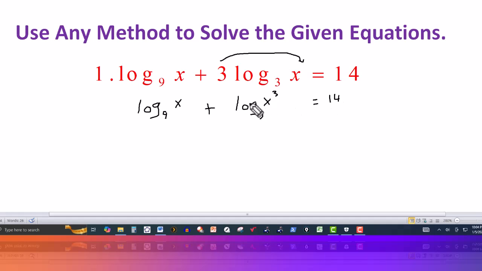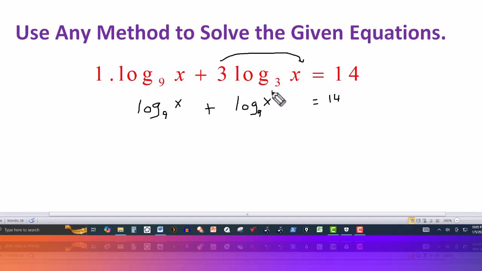And then I have a property that allows me to square the base as long as I square the argument here, or cube it, whatever you want to do. In this case, to get a 9, I want to square. So I'm going to square the 3, I get 9, and then square this quantity here, which will give me x to the 6. Squaring the 3 makes this base 9, and squaring the argument x to the third means power to a power, so we multiply the exponents.